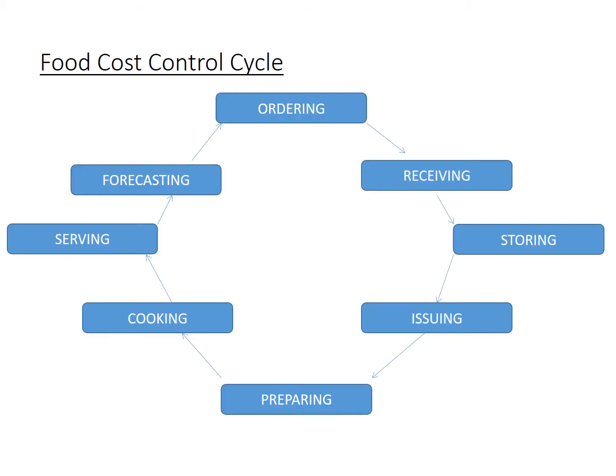So let's look at the food cost control cycle. Obviously, we need to forecast before we can actually order our raw materials and our ingredients. We need to know how much we need to order, and in order to do that, we need to have some gauge in terms of daily or weekly forecasts of the number of guests that we will have for our restaurant. And then once we've got those data, then we can start ordering the supplies.